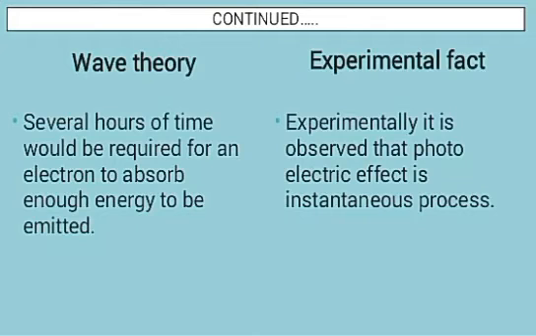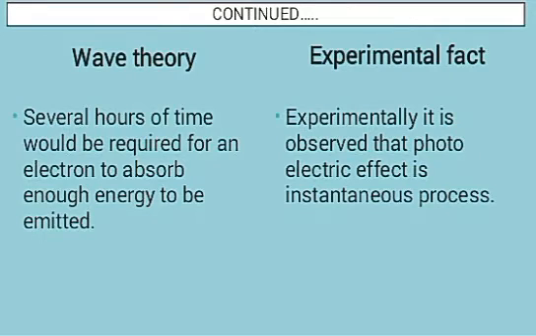Next, the third point is, if light is a wave, several hours of time would be required for an electron to absorb enough energy to be emitted. This is according to wave theory, but experimentally it is observed that photoelectric effect is an instantaneous process. So according to wave theory, photoelectric effect is not an instantaneous process.